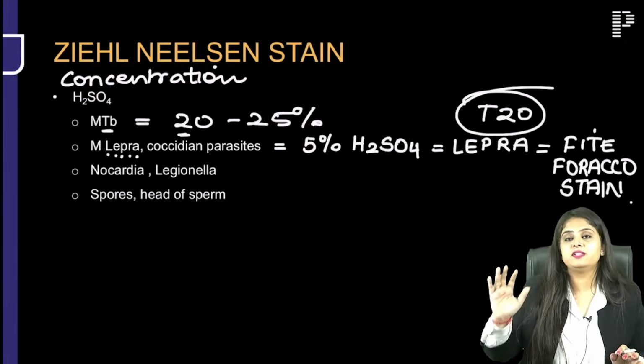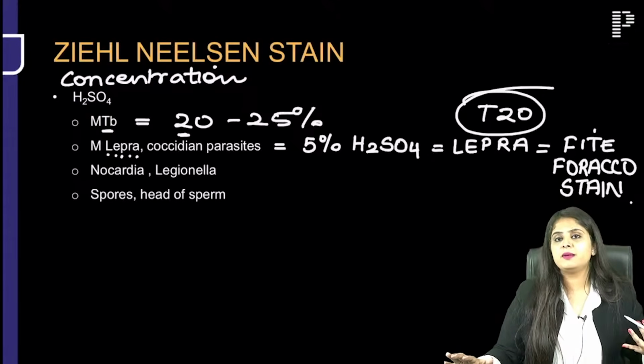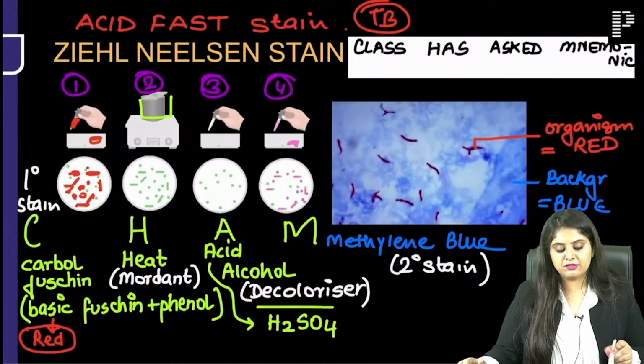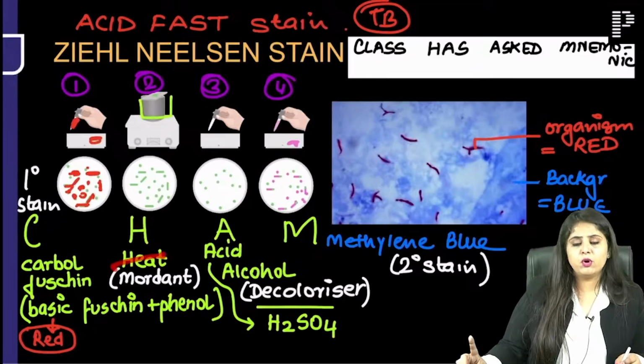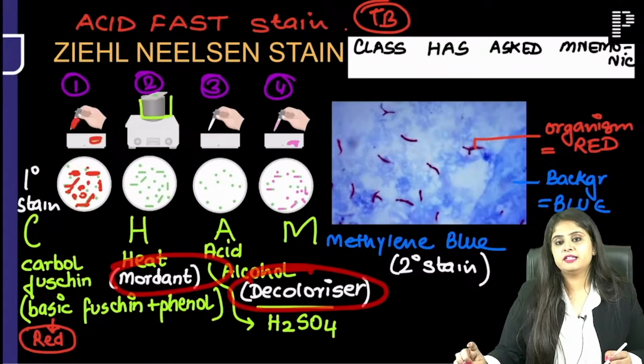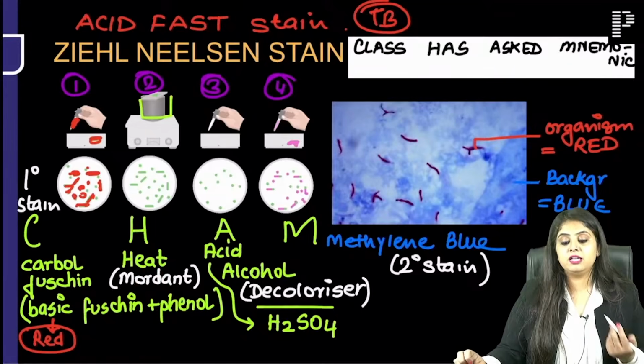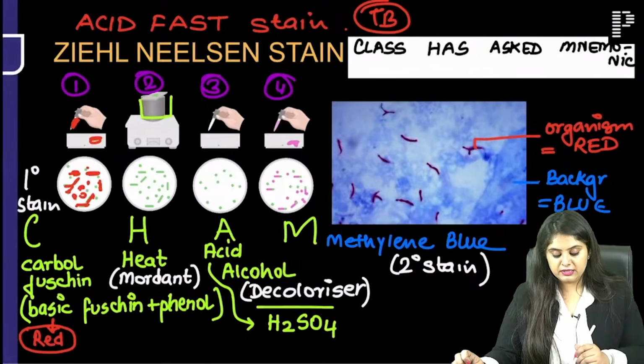This is the distinction level that you have reached. And if you go by the way I am teaching, this is exactly how the questions will come one after the other. First, they will ask you the entire procedure. Then they will say, okay, tell us the mordant, tell us the decolorizer. Then they will say, okay, if we don't do heating, now it becomes a cold ZN. What is the name? Kinyoun stain.